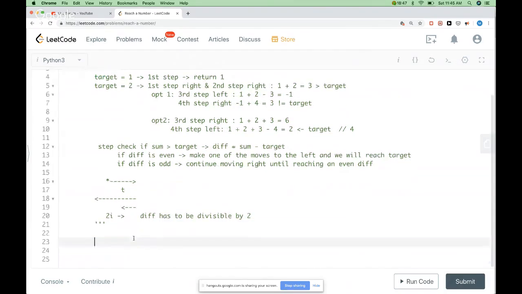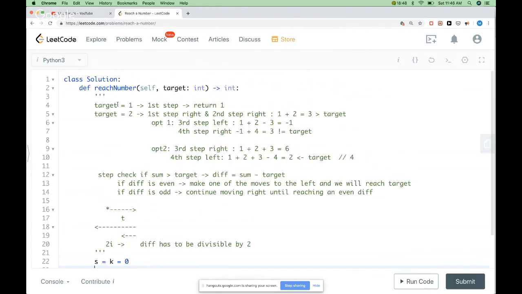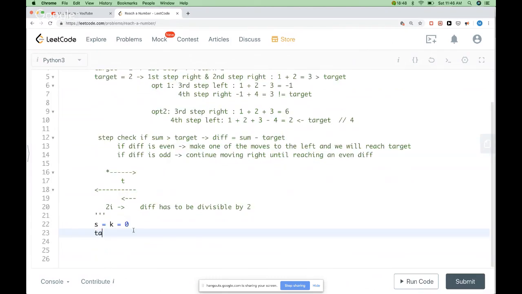Let's try to solve this. We need a sum here, and we need a value that counts the step. Let's call that k. And one thing is, if the target is negative, then we could just solve the problem for positive, and it will be the same thing, except that all the positive ones would be minus, and all the minus ones would be plus in the real solution. So we could just say target equal to the absolute value of target.